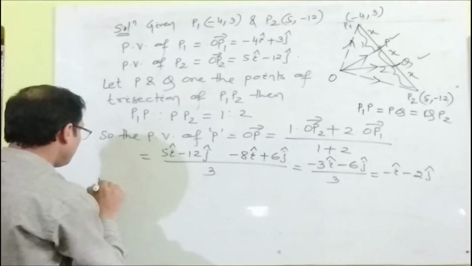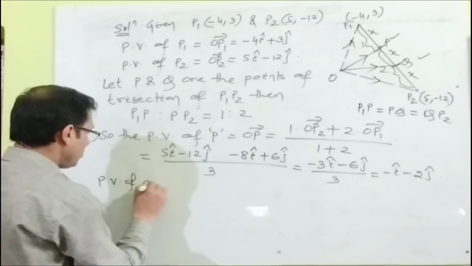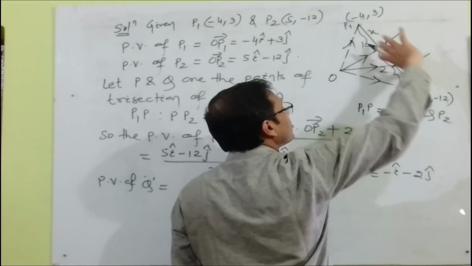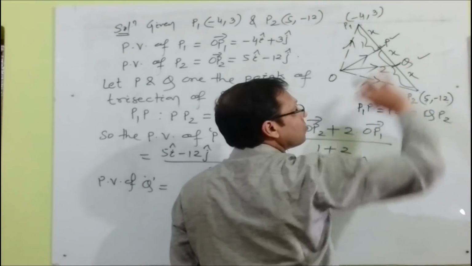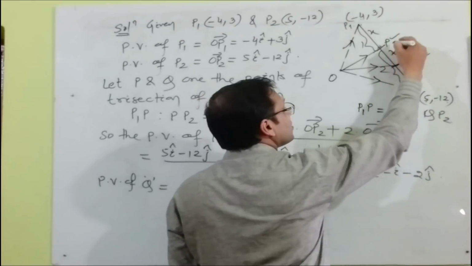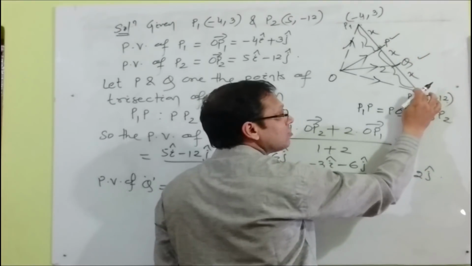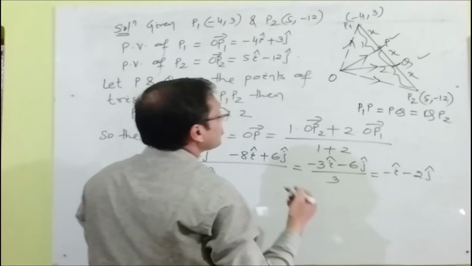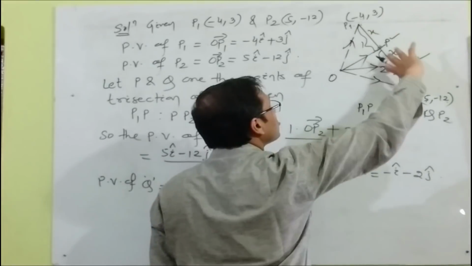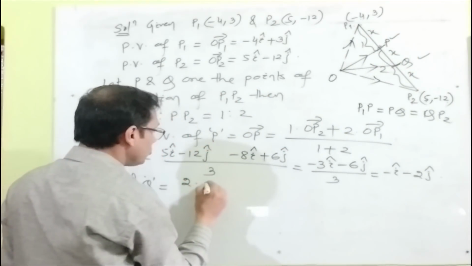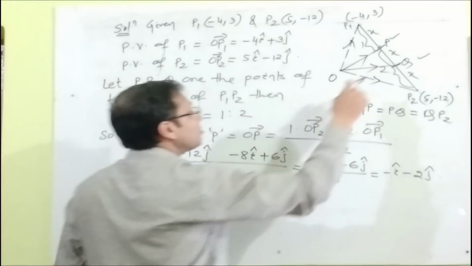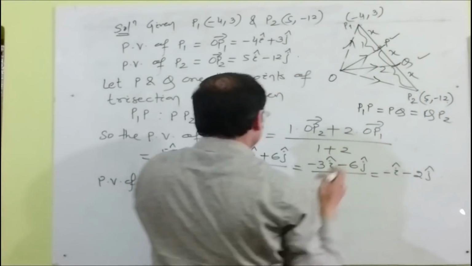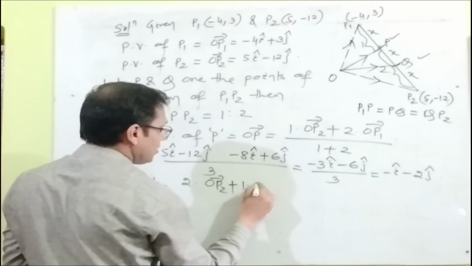Now we have to find the position vector of Q. Q divides P1 P2 in the ratio 2 is to 1, isn't it? Or you can find the midpoint of P and P2, you can use the midpoint formula. Okay, whatever you can use. So if Q divides in 2 is to 1, then what will happen? 2 into position vector OP2, this part, and 1 into OP1.